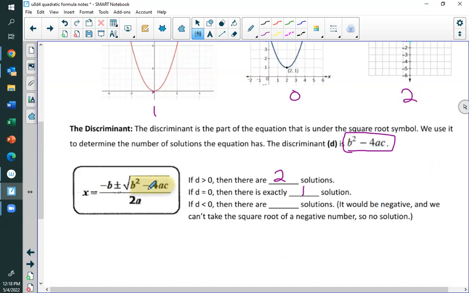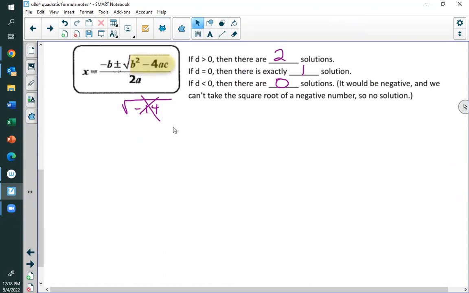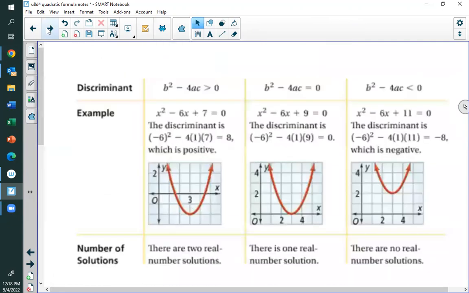But if your discriminant is negative, you end up with the square root of a negative number. Can we have that? No. So there are no solutions if your discriminant is negative. If it's positive, there are going to be 2 solutions. If it's exactly 0, there's exactly 1 solution. Let me do a couple of discriminant practice problems with you, and then you get to do all the U try stuff.